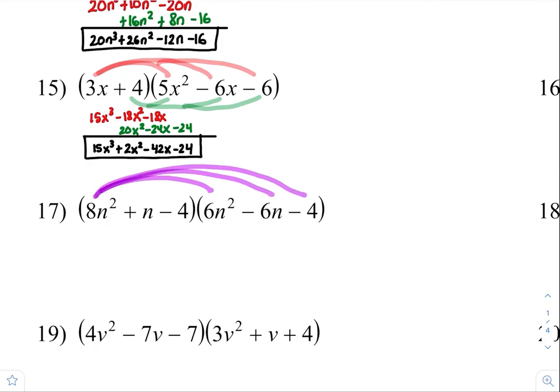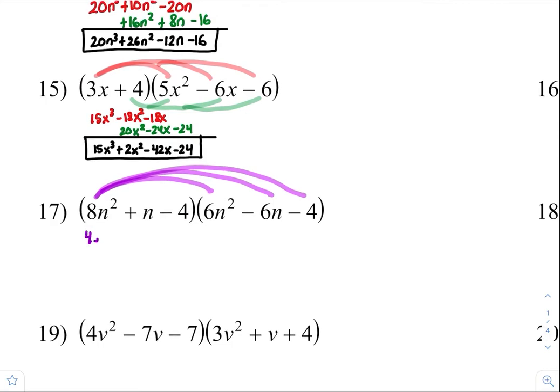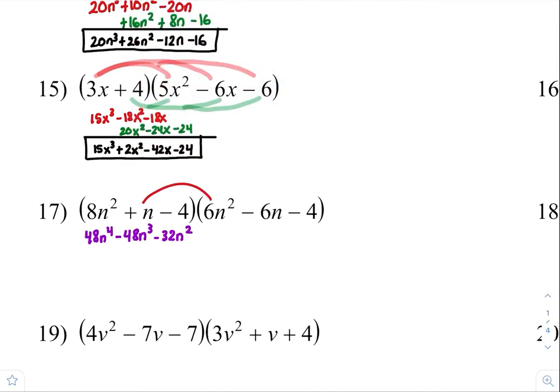So 8n squared times 6n squared, you guys, is 48n to the fourth. 8n squared times negative 6n, you guys, is minus 48n to the third. 8n squared times negative 4, you guys, is negative 32n to the second. So that's that. Now we gotta distribute n to each one of these, you guys. So n times 6n squared, you guys, is positive 6n to the third. N times negative 6n, you guys, is negative 6n squared. And n times negative 4, you guys, is negative 4n.